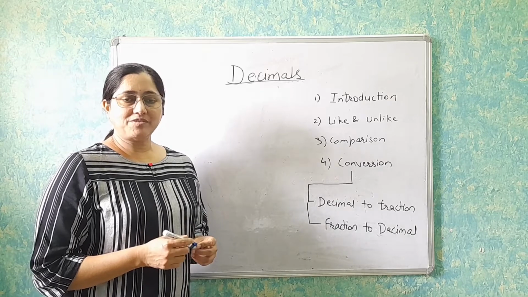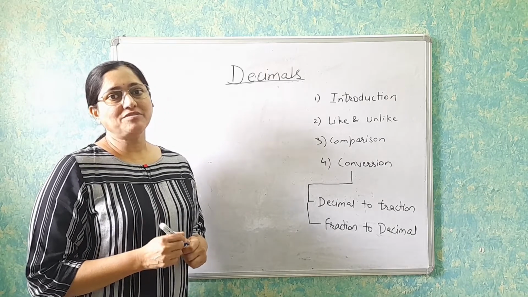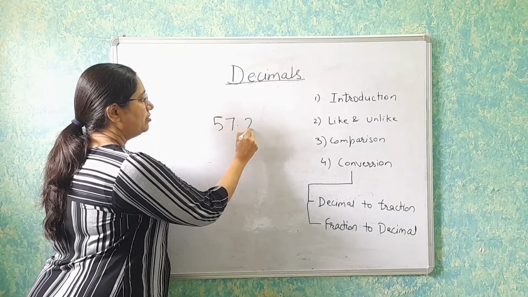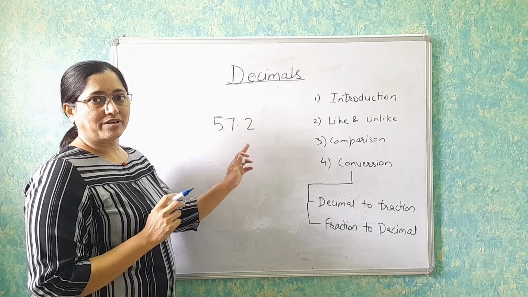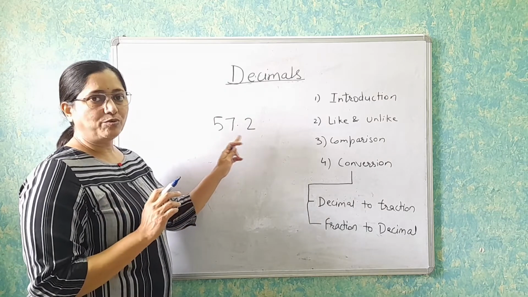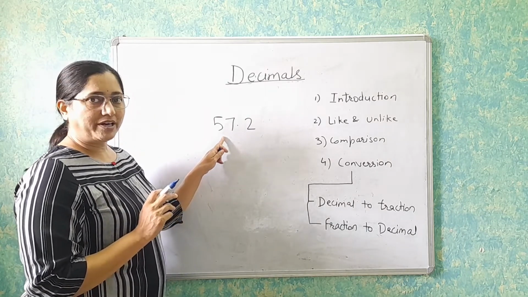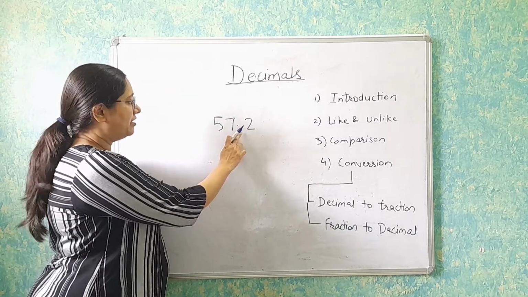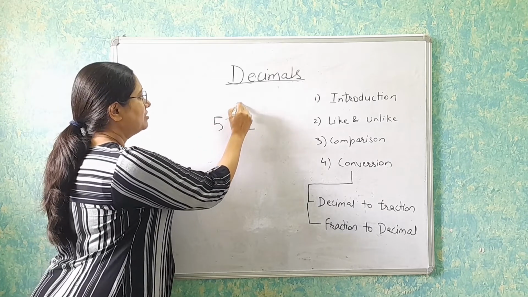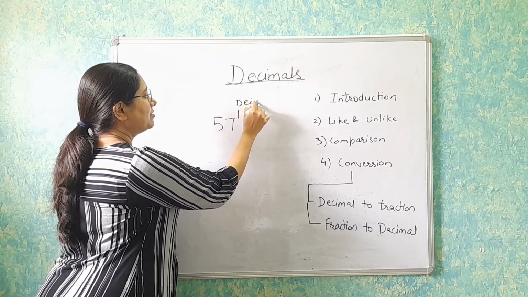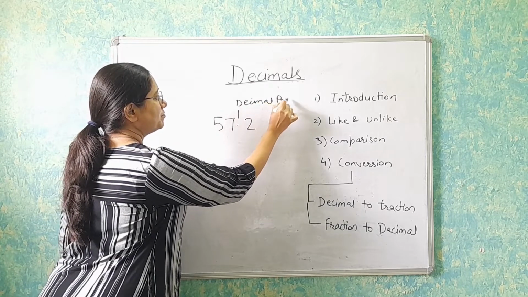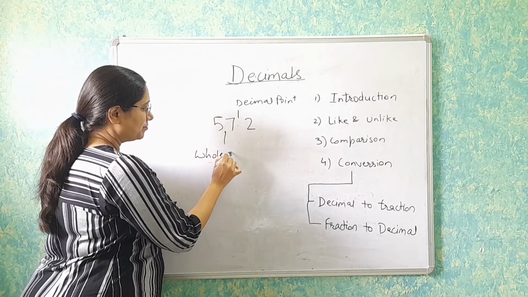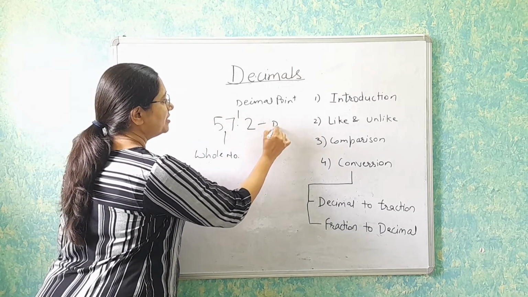Any number which is expressed in decimal form is called a decimal. For example, if I am saying 57.2, it is a decimal number and every decimal number has two parts. One is a whole number part and second is a decimal part, and these two parts are separated by a dot called decimal point. So this is decimal point. This is whole number and this one is decimal number.